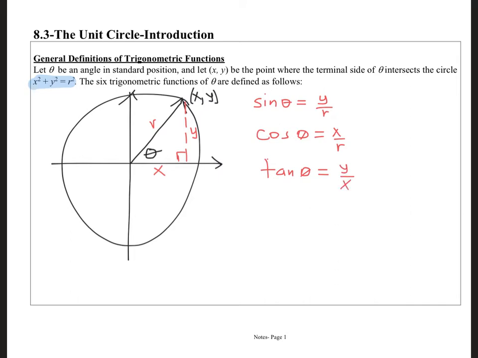Let's now go to the reciprocal functions. I'll just do it here by the side. Sine goes with cosecant. Cosecant of theta is going to be r over y. Secant of theta is going to be r over x. And then cotangent of theta is x over y. And those are the general trigonometric functions which we got by drawing the circle and finding the trig ratios.